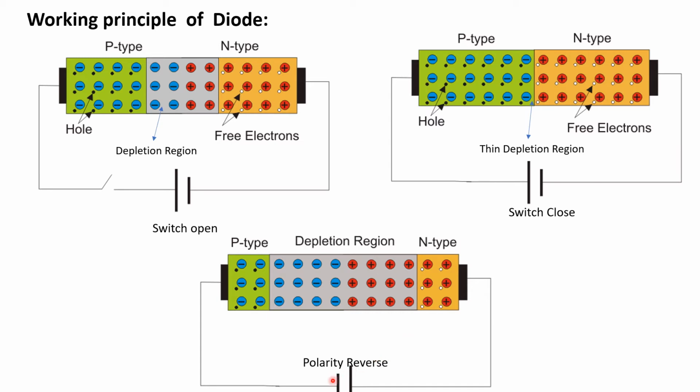But what happens if you apply reverse polarity? What will happen here? This side is positively charged and your N type itself is negatively charged.